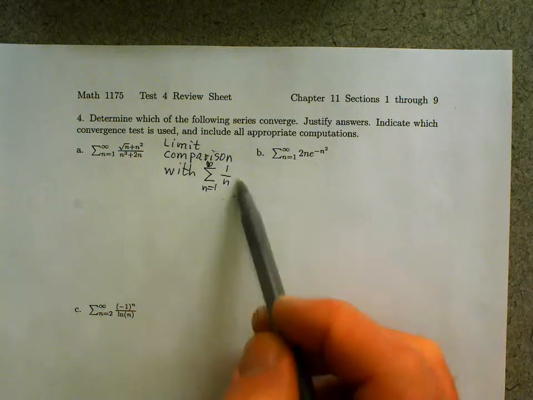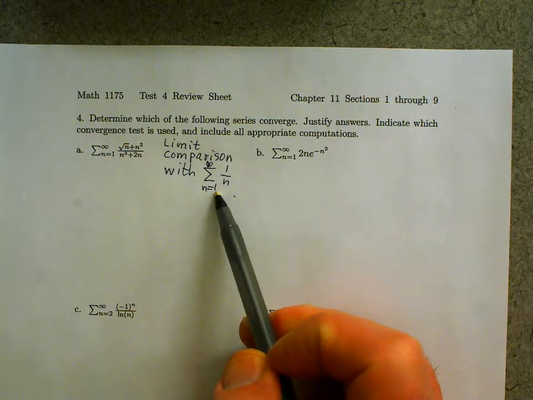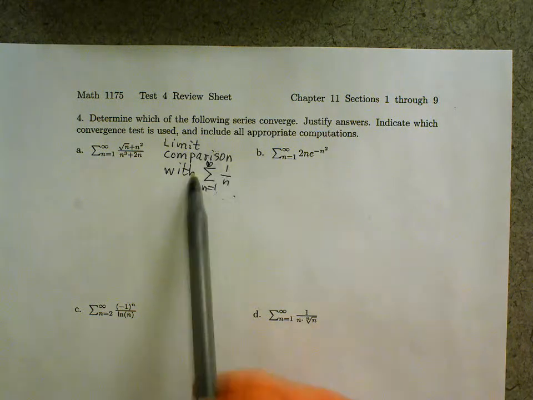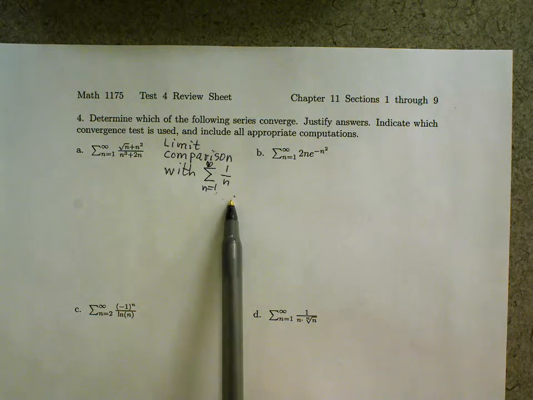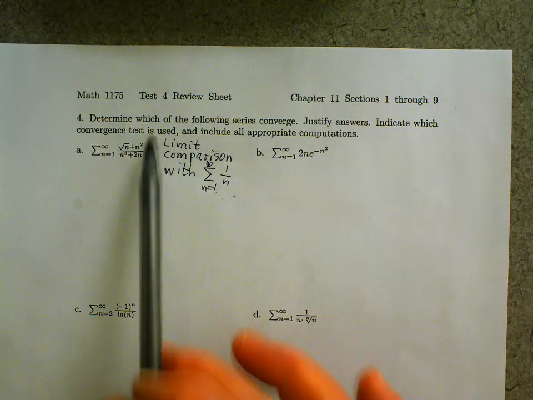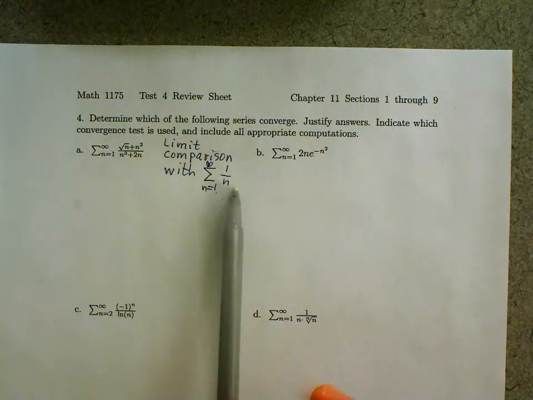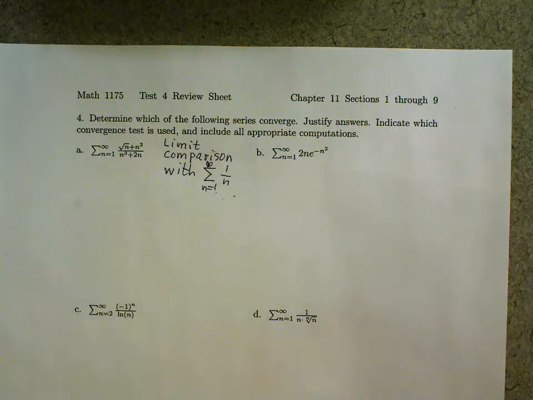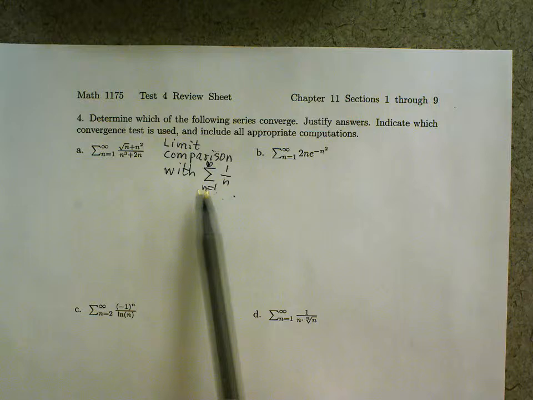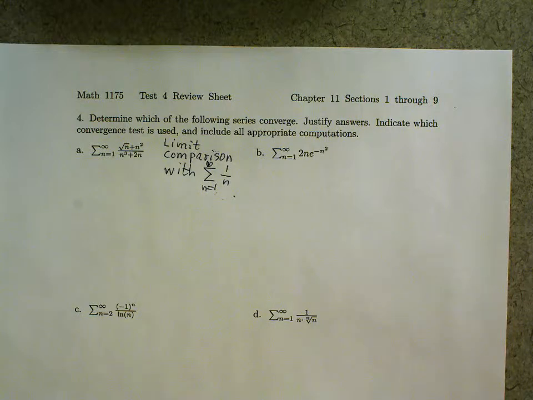Yeah, this one diverges. And so when using the limit comparison test, we compute the limit of the ratio of the terms from the sequences. And if the limit is a positive number, then that means both series do the same thing. In this case, if that's what happens, both series will be divergent.